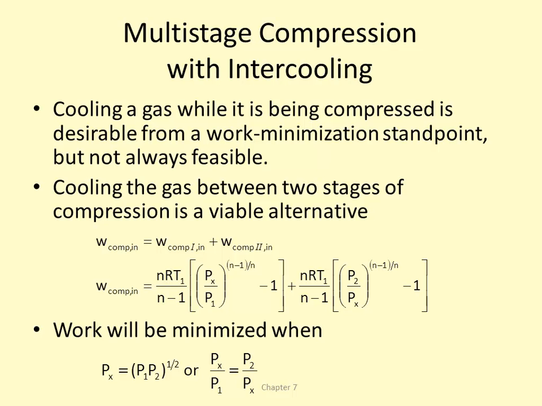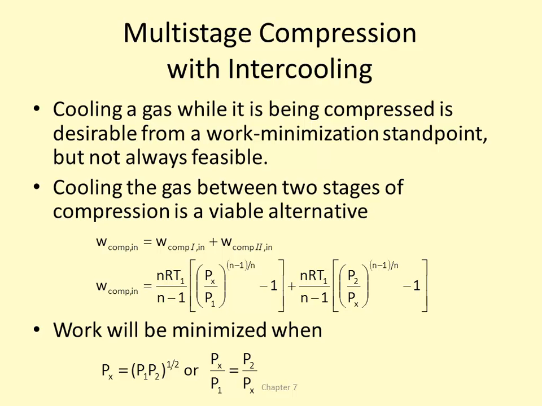Because it's somewhat difficult to cool a compressor as it's compressing, we can compress first to some initial stage, cool the gas, and then compress again to the second stage. So that's multi-stage compression with intercooling. And we determined that the work will be minimized when this equation holds true. So if we take the derivative of this equation and set it equal to 0, we find that the square root of P1 times P2 is equal to this intermediate pressure.